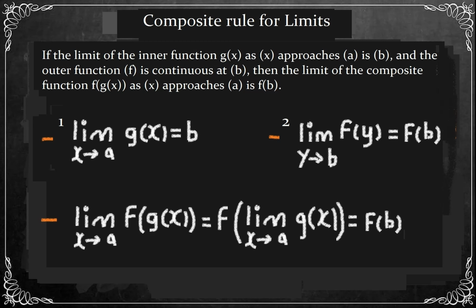Essentially, the rule allows us to take the limit of the inner function and then the limit of the entire composite function as x approaches a equals the function evaluated at the value b.